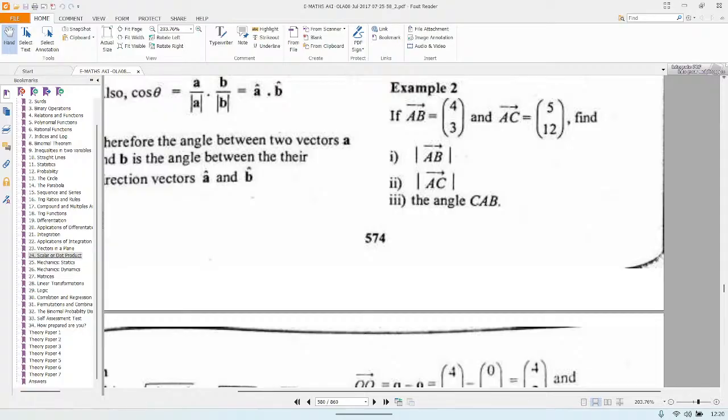Right here, they say you find three things: the magnitude, the angle.